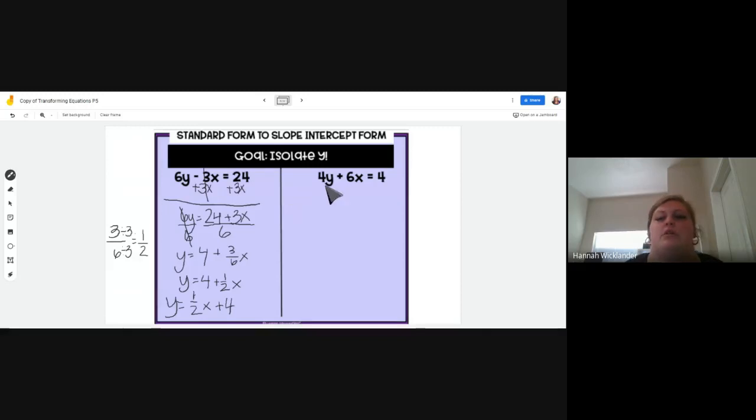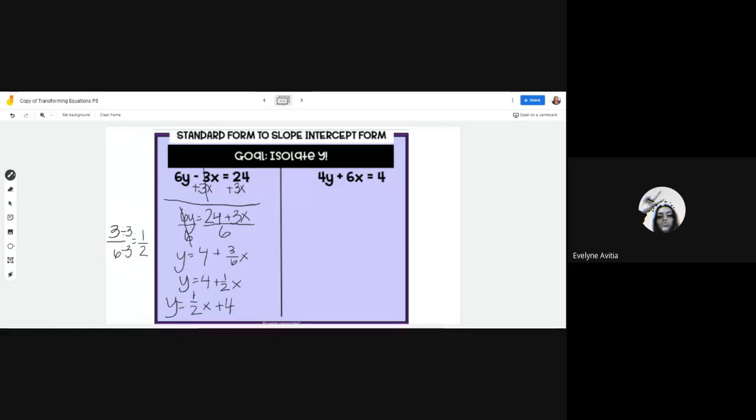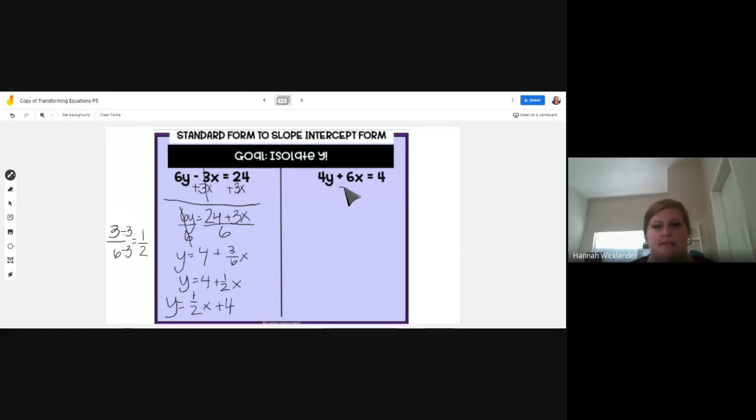Okay, so there's one more example here. I'm going to go over it again, because I know that the more you see something, the more it helps. But I'm going to ask you guys what to do. So what am I going to do first? Subtract 6x on both sides. Yes, 6x, because I'm moving the whole term because I want y on one side and everything else on the other side.